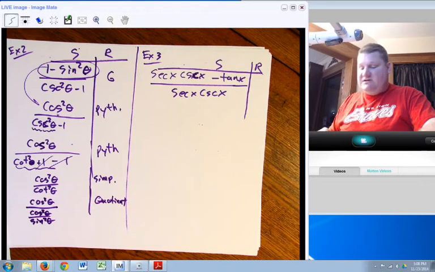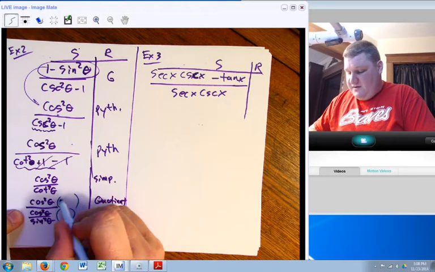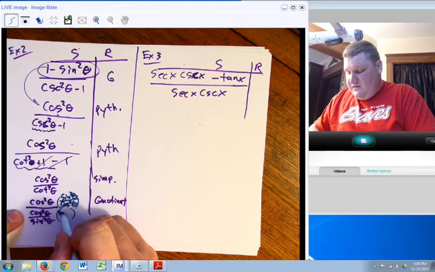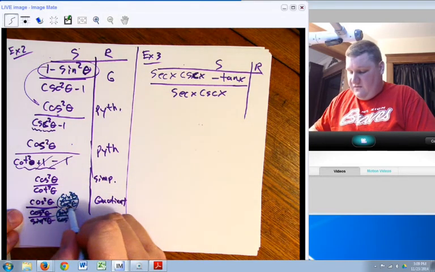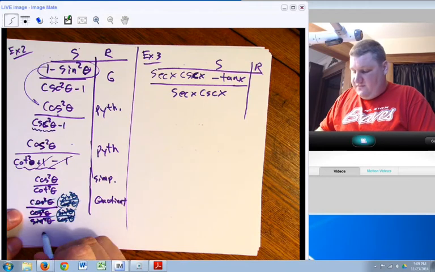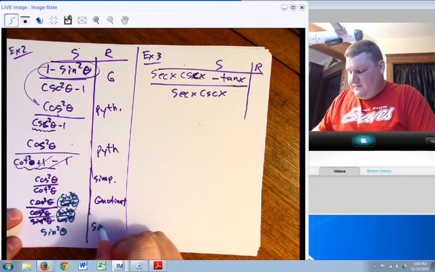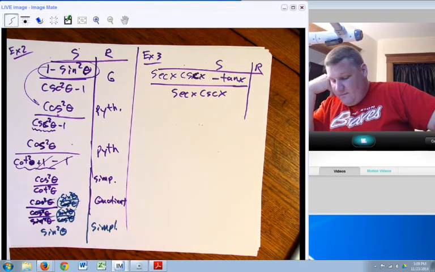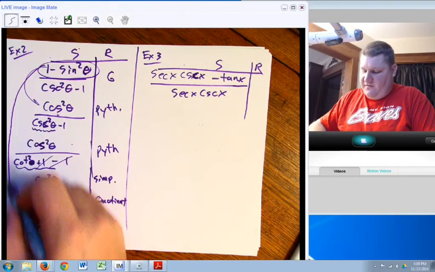Now, I have a fraction inside a fraction inside a fraction. So, let's multiply top and bottom by the reciprocal, sine squared theta over cosine squared theta. That's nothing but fraction rules. Cancel, cancel, cancel, cancel. I'm left with sine squared theta. And that's going to be by simplify. Now, sine squared theta is about as far as I think I can go. So I'm going to call that simplified and good. And I've taken this all the way from here down to here.